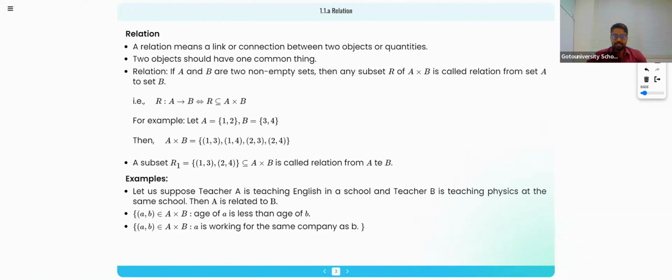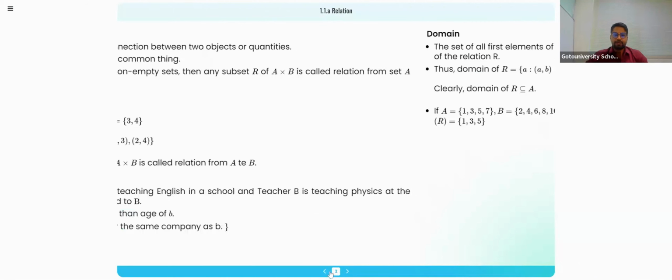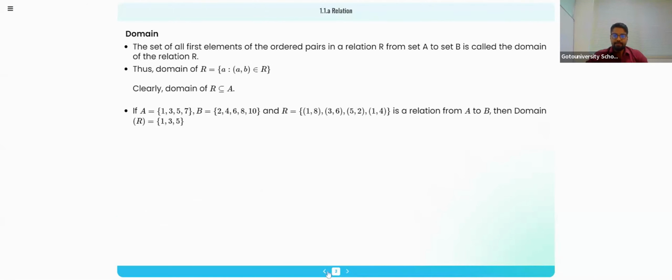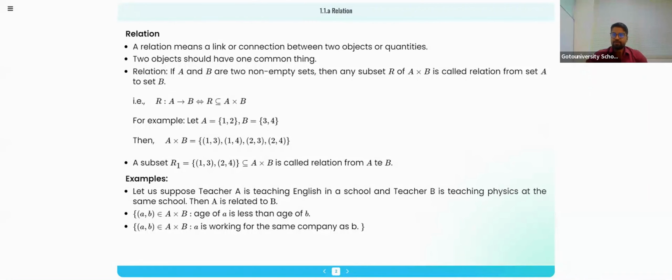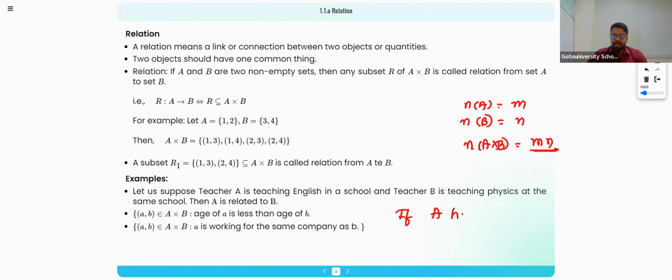So now let me go to the next part of this. This is a basic relation part. So now coming to, before going to the domain part, let me explain some important aspects of relation. So I told you if a set A has m number of elements, n of B, that means number of elements in B is n. We know n of A cross B is how many? m into n, right?